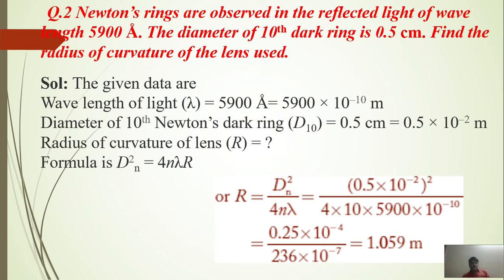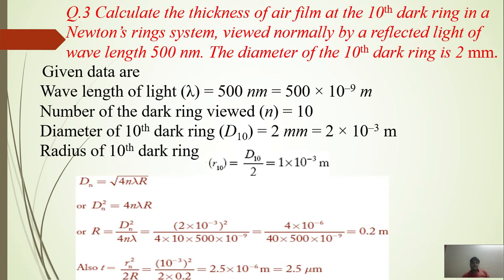The radius of curvature of the lens is to be found out. The formula is D_n square is equal to 4n lambda R. So R, the radius of curvature, is equal to D_n square by 4n lambda. Putting in the values in this equation, we get 1.059 meter. So the radius of curvature of the plano-convex lens is 1.059 meter. Is that clear?